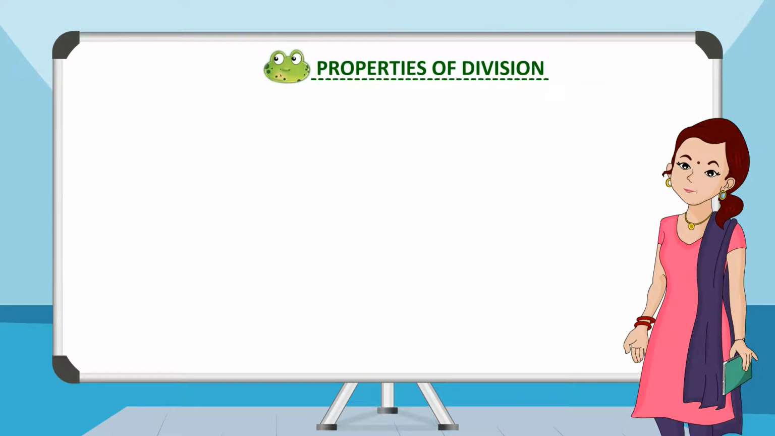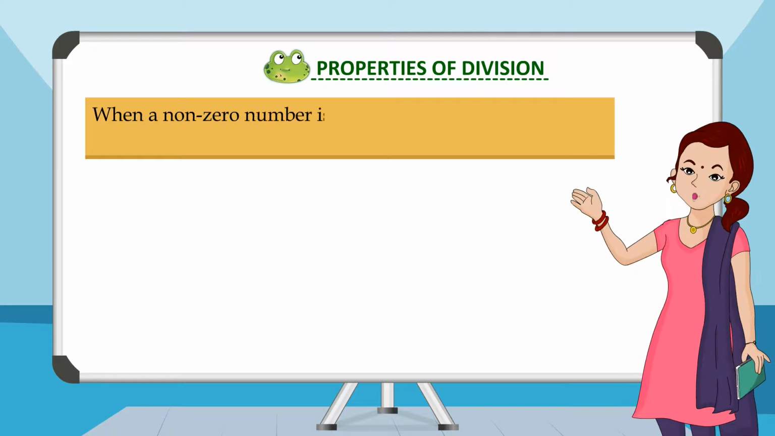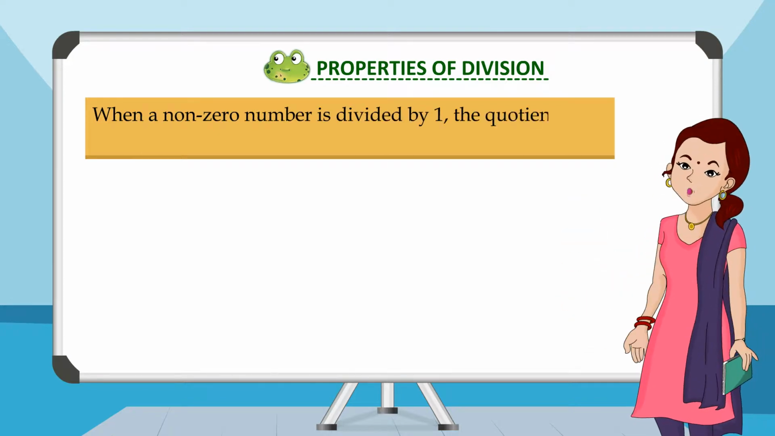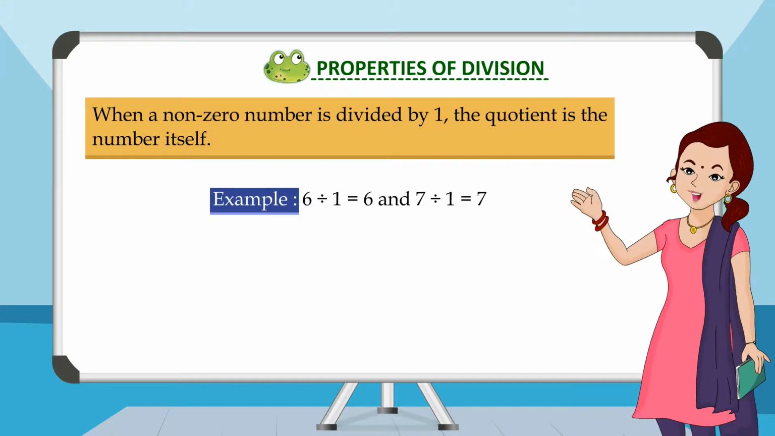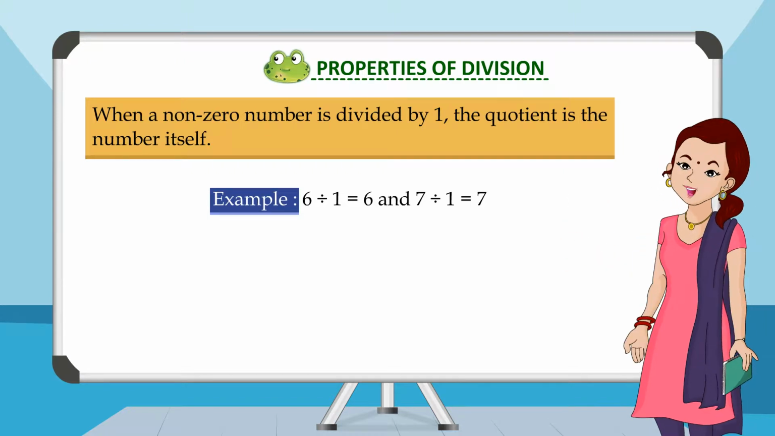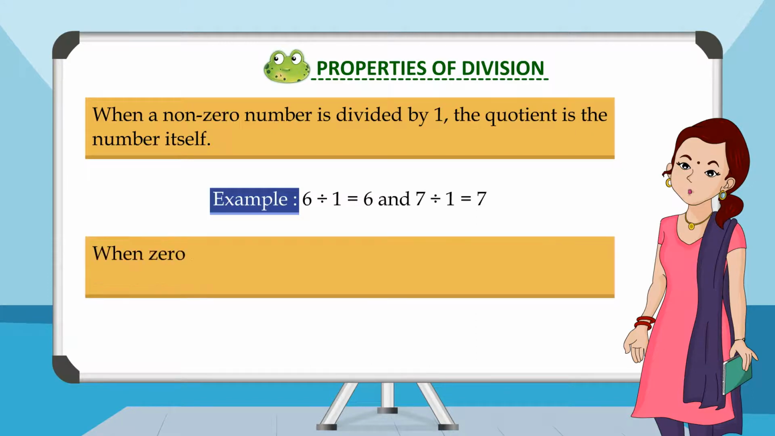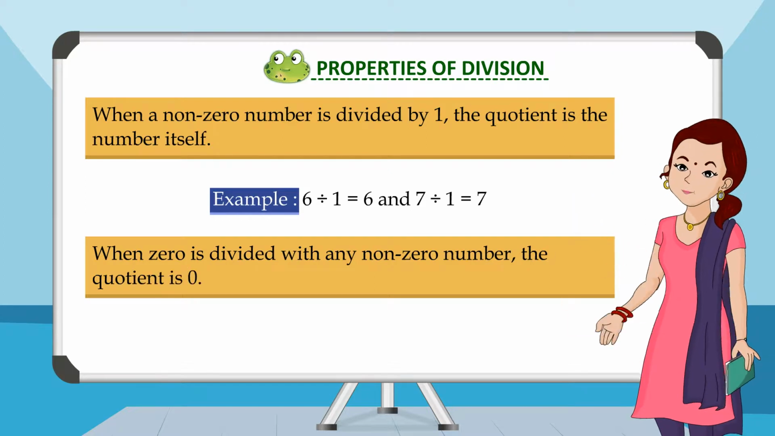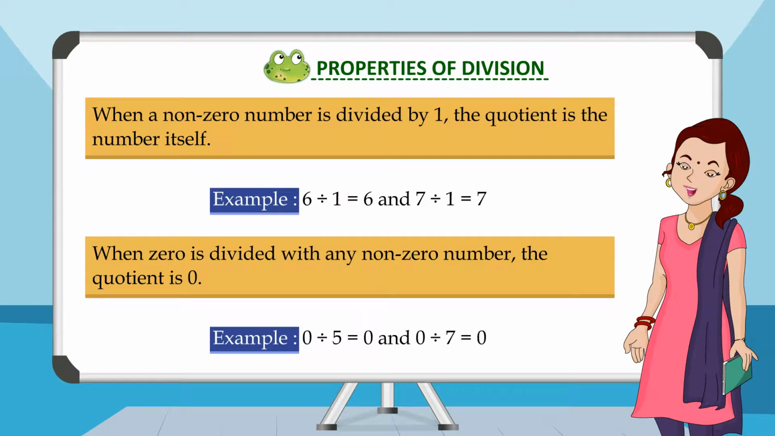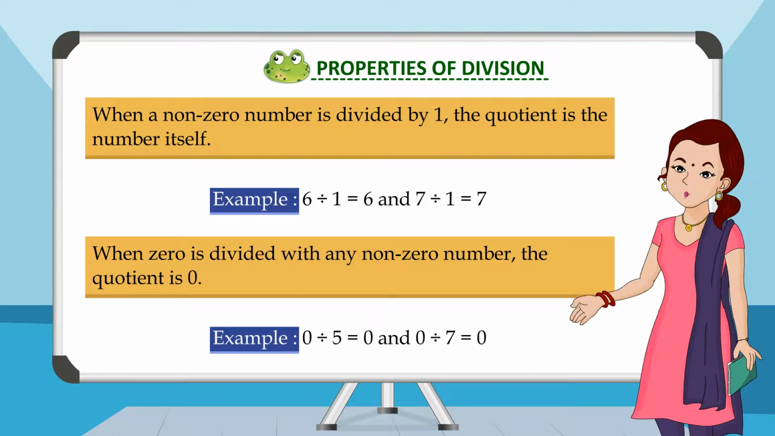Properties of division. When a non-zero number is divided by 1, the quotient is the number itself. Example, 6 divided by 1 is equal to 6 and 7 divided by 1 is equal to 7. When 0 is divided with any non-zero number, the quotient is 0. Example, 0 divided by 5 is equal to 0 and 0 divided by 7 is equal to 0.